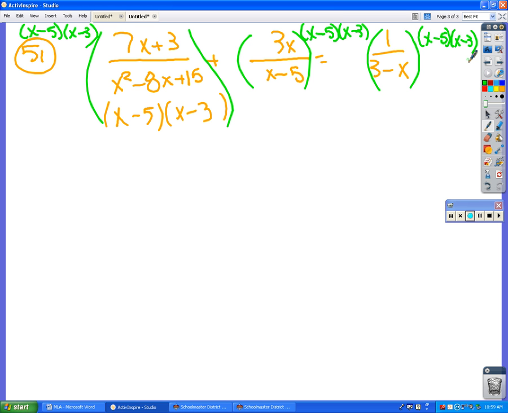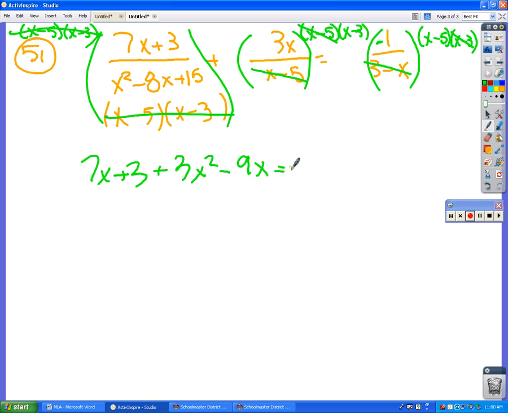All right, so this whole thing cancels with that whole thing to leave me 7x plus 3. The x minus 5's cancel there. 3x squared minus 9x. And then like Tucker said, this 3 minus x cancels with this x minus 3, but it's going to change that to be a negative 1. So that is negative x plus 5. Okay, so now we got a quadratic.